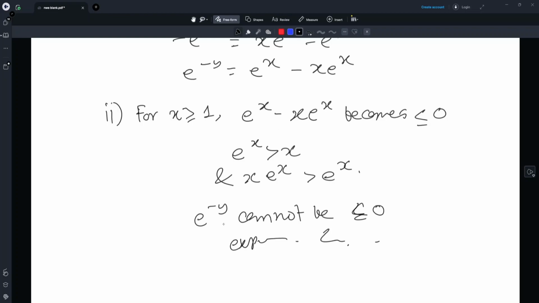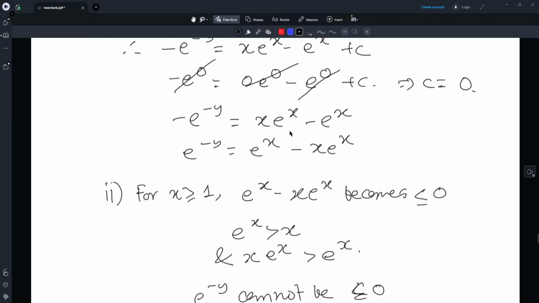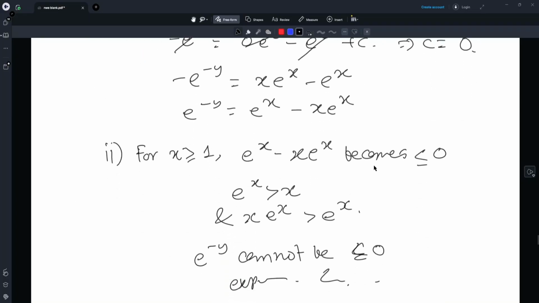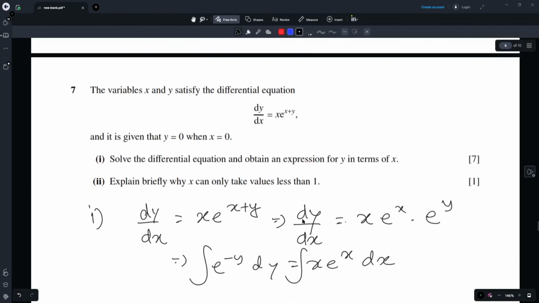Write down a statement or two on this, then you will be getting your mark, hopefully. Let's see what the mark scheme suggests. Nothing. It just says justify. But yeah, it should be the answer. We have to state that this becomes less than 0, because this thing eventually becomes greater than e to the power x if x is greater than or equal to 1. So therefore, this is not applicable.